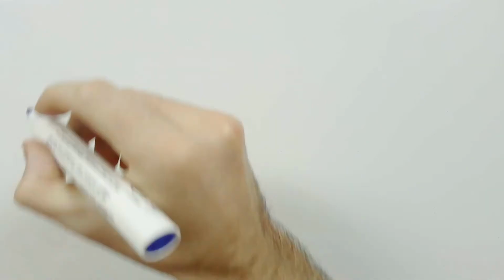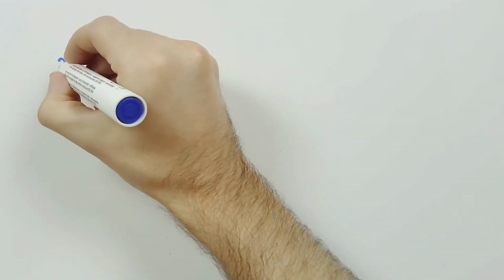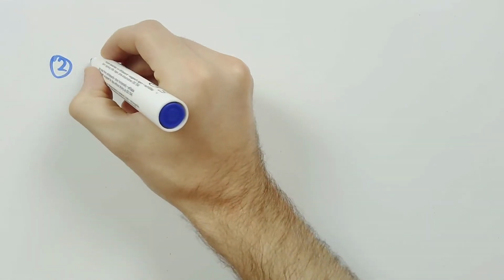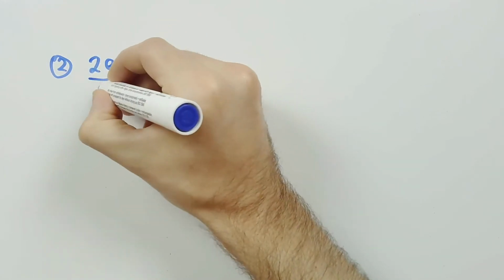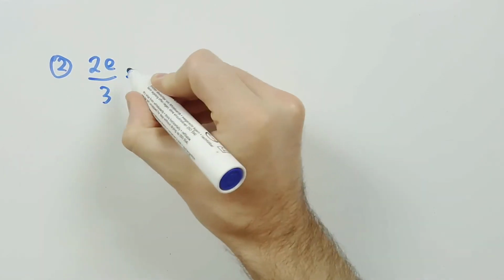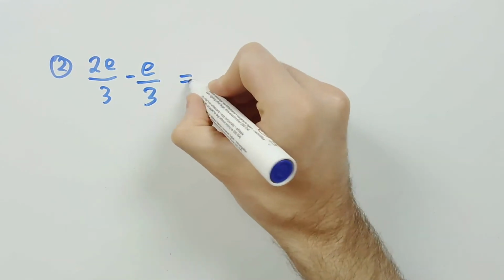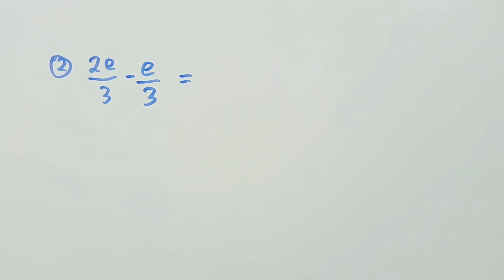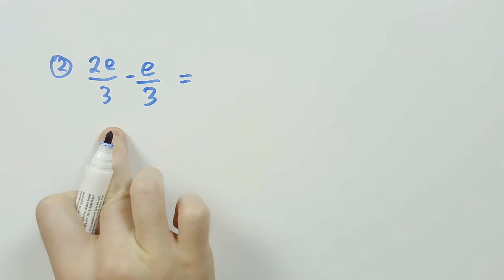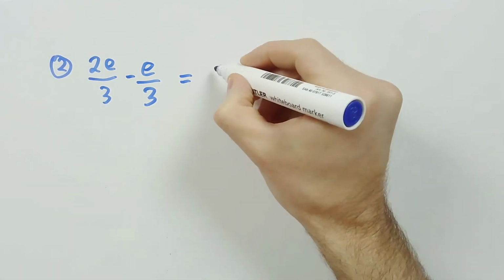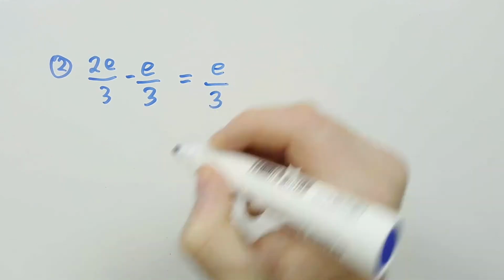So next example, just have a look at a subtraction. 2e on 3 minus e on 3. Now, same case again here. Because we have the same denominators, we're able to subtract the numerators as well and put them all over a single denominator. And you should be able to see that 2e minus e is simply e, and all over 3. So that's the answer for that one.